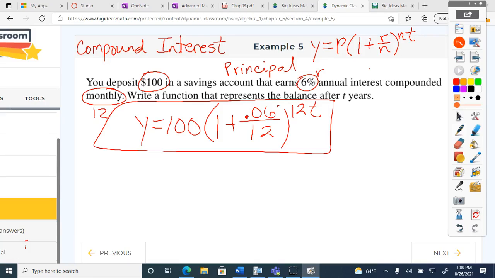Let's see. Type it in. 100 times 1 plus 0.06 divided by 12, to the 12 times, what did you say, 23 years? Yes, sir. After 23 years, that $100 has become almost $400. It's $396.13. No, that's not even enough to buy a bunny rabbit.